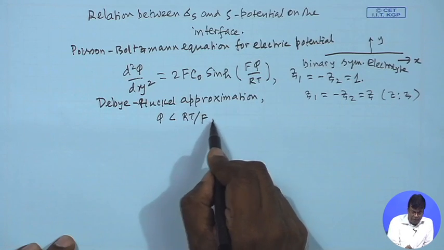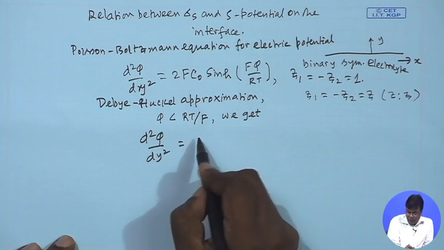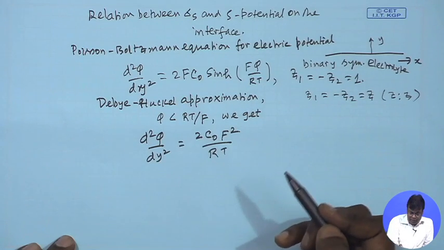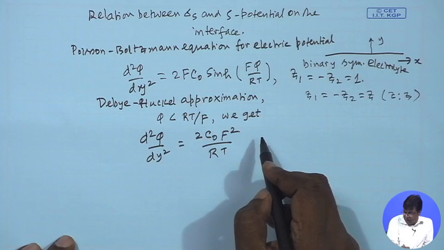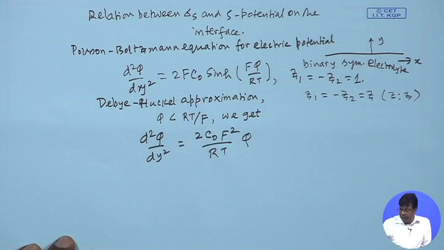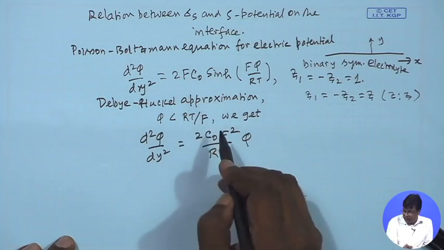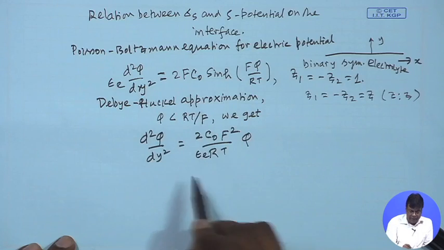So, with the Debye-Huckel approximation, we get d2 phi by dy2 equal to 2 c0 F square by RT into phi, divided by epsilon E, because the net charge density rho E is divided by epsilon E.